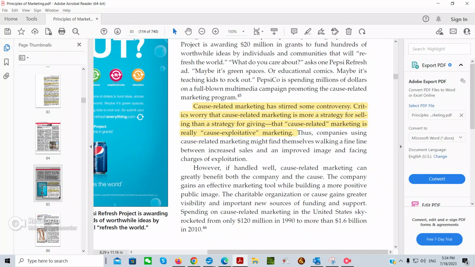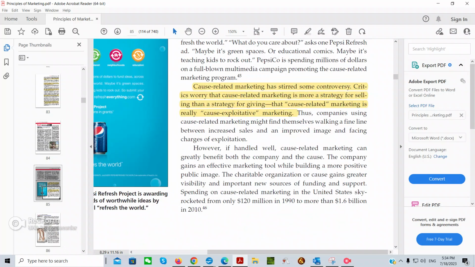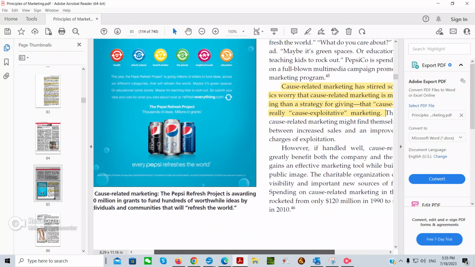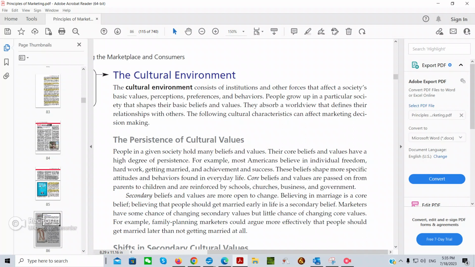However, if handled well, cause-related marketing can greatly benefit both the company and the cause. The company gains an effective marketing tool while building a more positive public image. The charitable organization or cause gains greater visibility and important new sources of funding and support. Spending on cause-related marketing in the United States skyrocketed from only $120 million in 1990 to more than $1.6 billion in 2010. And keep in mind that this book was published in 2012.